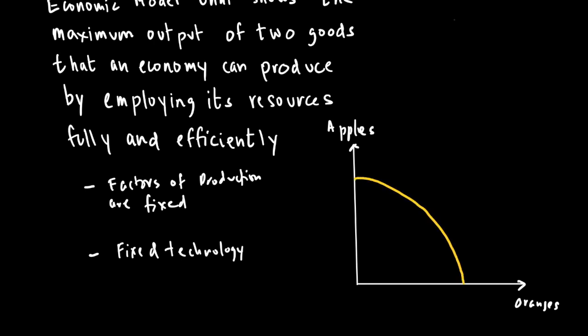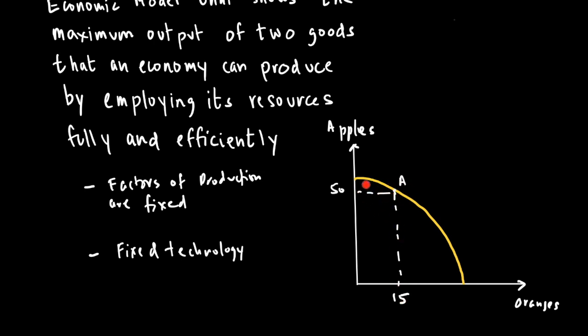We'll talk about the shape in a little while, but what is more important to see is that if an economy is, let's say, on this curve, at point A, and let's say point A is 50 of apples and 15 of oranges, then the economy is getting this combination of output, but it's using its resources fully and efficiently.